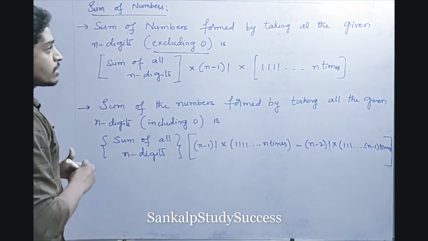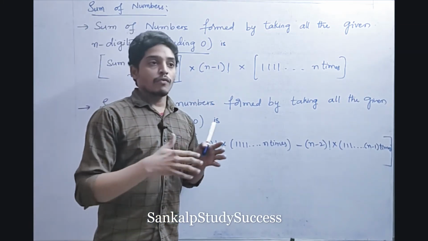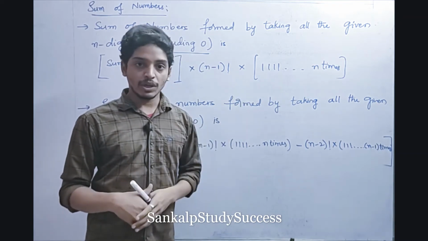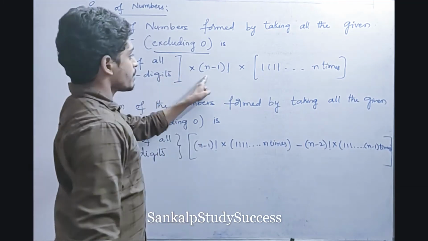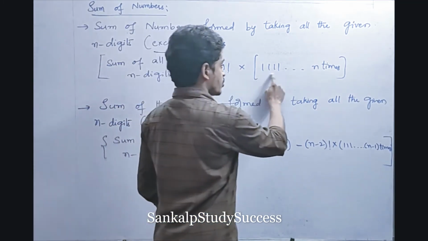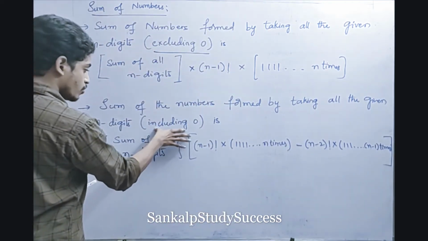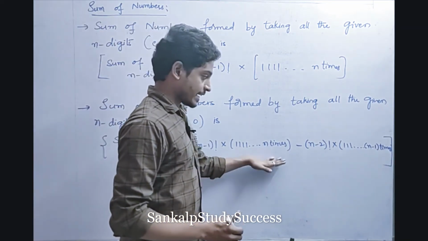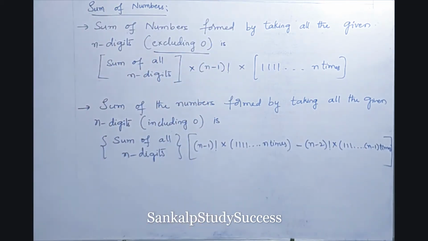When excluding 0, the sum of numbers formed by taking all the given n digits: when n digits are given, and we have taken all the digits and arranged every digit in n factorial ways, what is the sum of that? The sum of all n digits into (n minus 1) factorial into ones, where the number of ones should be n times. This is the way when excluding 0. When including 0, it is sum of all n digits into (n minus 1) factorial into all n ones, minus (n minus 2) factorial into n minus 1 ones. Based on this, let us do one problem. Let us do the other 2 formulas also.